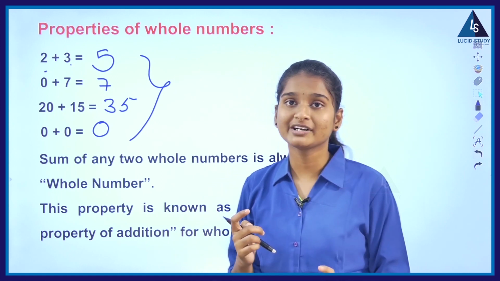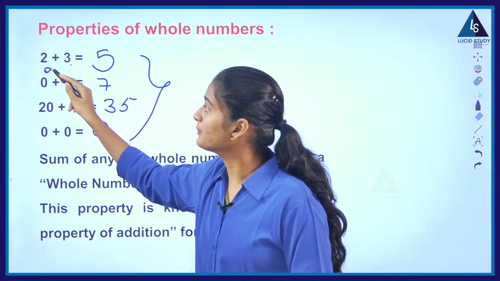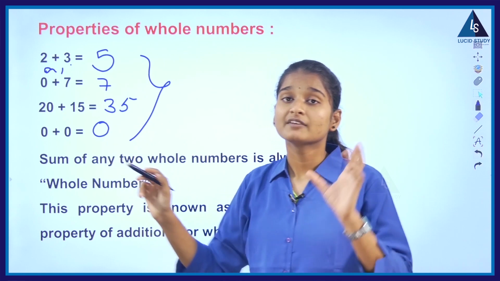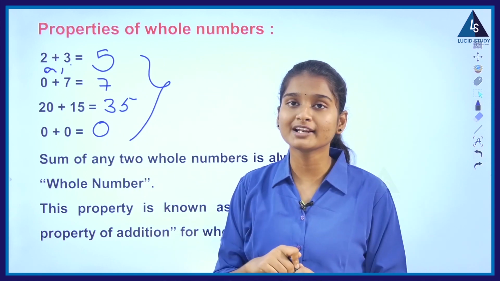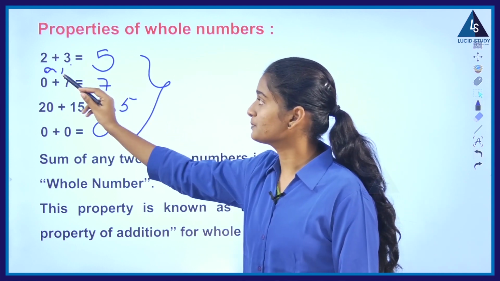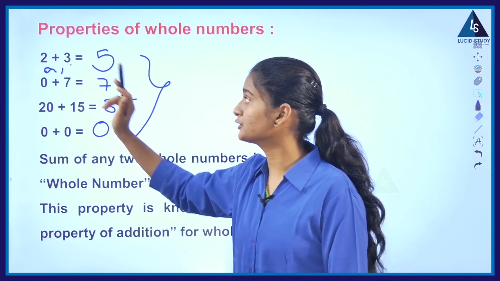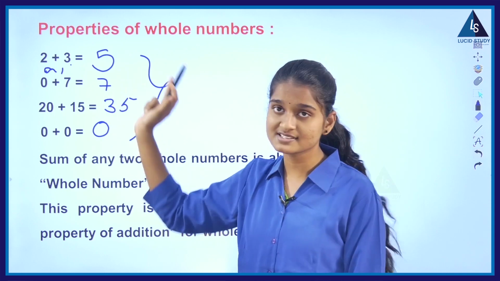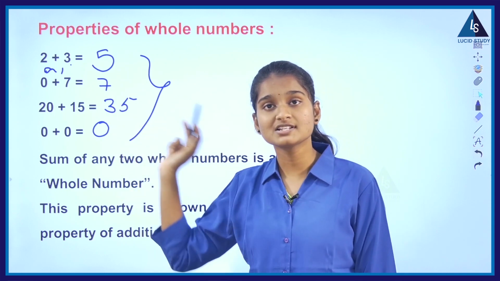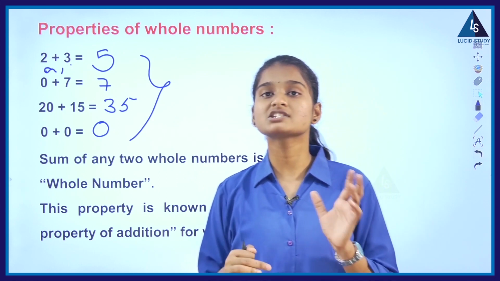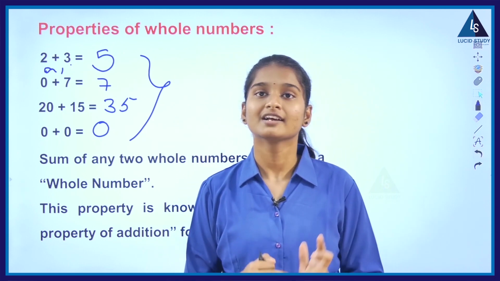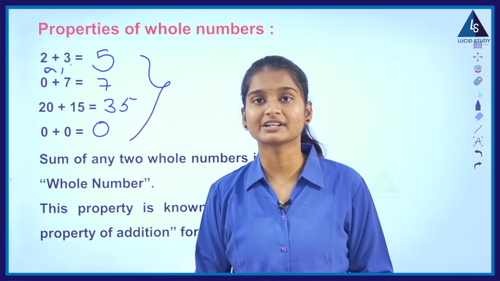In closure property, if there are two numbers a, b, when a plus b is added, the result should be a whole number. So 2 plus 3 is a whole number. When 2 plus 3 are added, we get the sum 5. The sum is also a whole number. So whole numbers follow closure property. Now let us go through the next property.